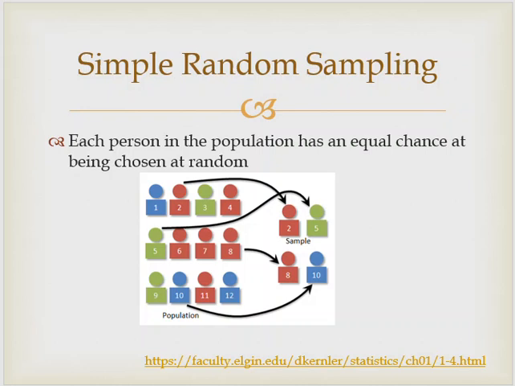Here we're talking about simple random sampling. It allows each person in the population to have an equal chance of being chosen at random to participate in the study. Simple random is like throwing everybody's name in a hat and pulling out the number of participants you want.